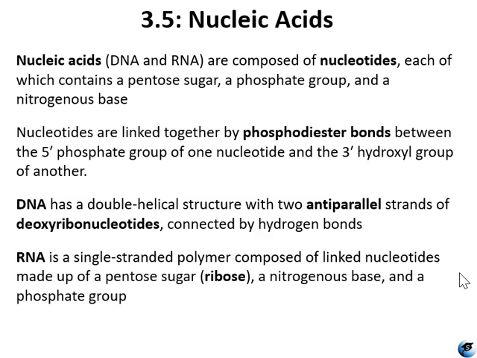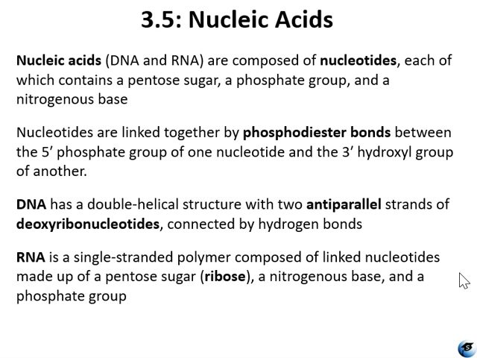Nucleotides are linked together by phosphodiester bonds between the 5' phosphate group of one nucleotide and the 3' hydroxyl group of another. So the 5' and the 3', like we saw earlier, is just the number of the carbon that's in the ring. When it says the 5' phosphate group, that's the phosphate group that has bound to the 5th carbon, right? And then the 3' hydroxyl group is the hydroxyl group that has bound to the 3rd carbon. So that's what those numbers mean.